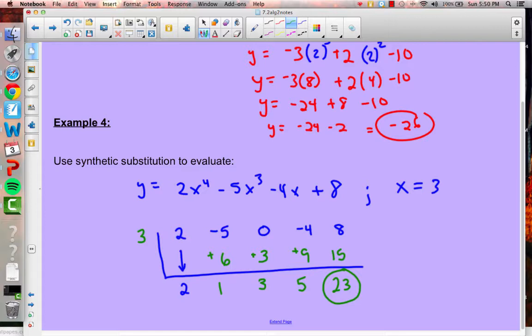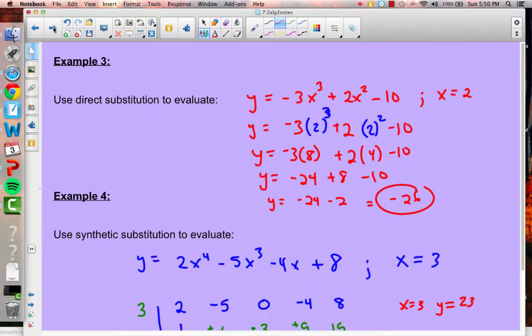So basically what synthetic substitution does is it gets rid of all the exponents. All right. So now what this means is if we were to plug x into 3 like we did in example 3, then we would get 23. Okay, so for our final answer, we could say that x equals 3, which means y has to be equal to 23. And there's your final answer. So if you have any questions on synthetic substitution or direct substitution, let me know. But now we're going to get into adding, subtracting, and multiplying.